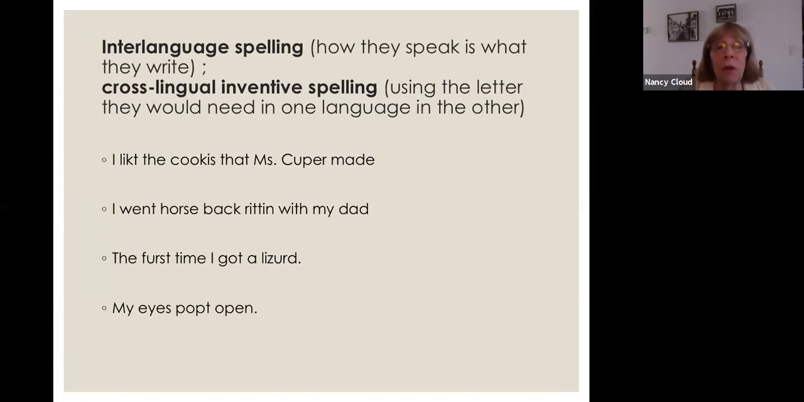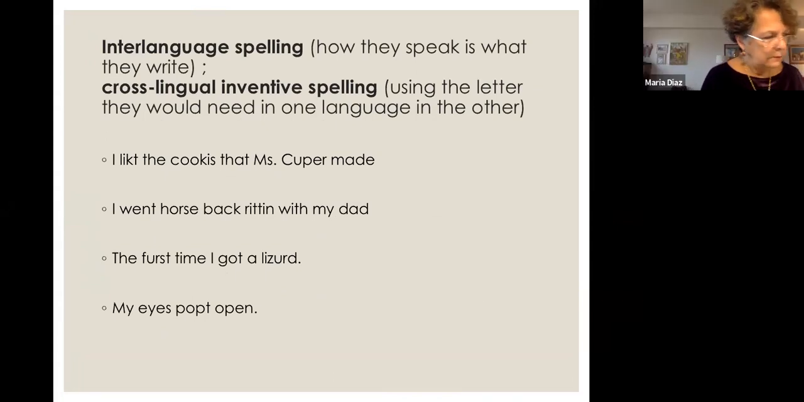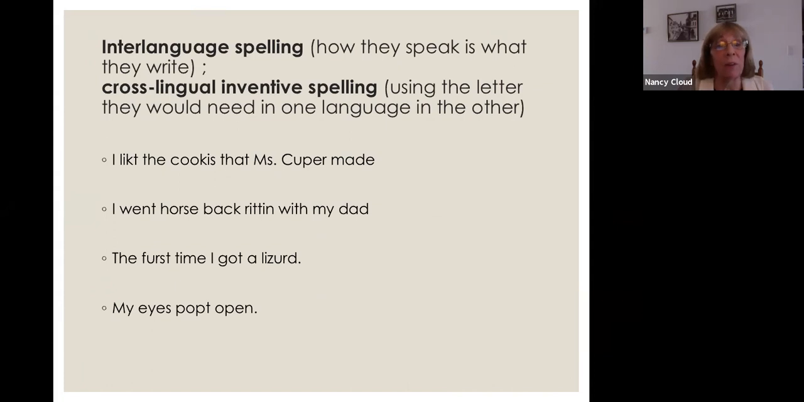Now, I wanted to mention one more thing because Fred Genesee, who I've had the privilege to work with from McGill University, who's an early childhood bilingualism specialist, you may know his name. He talks about not just interlanguage spelling, that what kids will do sometimes is they use the knowledge from both of their languages to spell something. And this we refer to as cross-lingual inventive spelling. They're using letters across the two languages that they know to try to produce an utterance that they'd like to say.